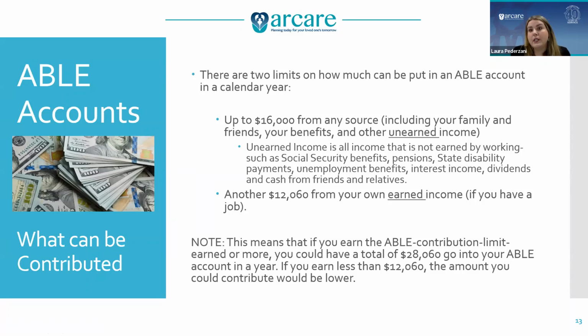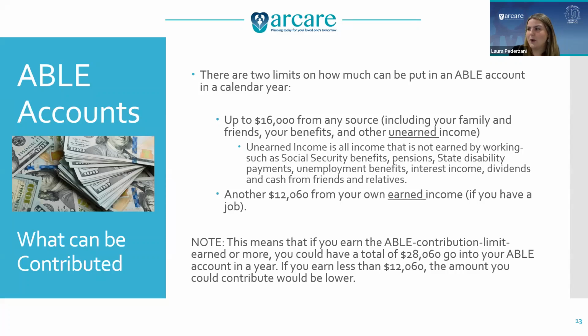If you do not have a job, your ABLE account limit in a year is $16,000. And then, of course, if you earn less than that $1,260, say you only earn $10,000 a year, your limit would be that $26,000, the 16 plus the 10 that you earned. You wouldn't get the extra $2,060 limit on the other side for unearned income, if that makes sense. So this is also important to keep in mind.